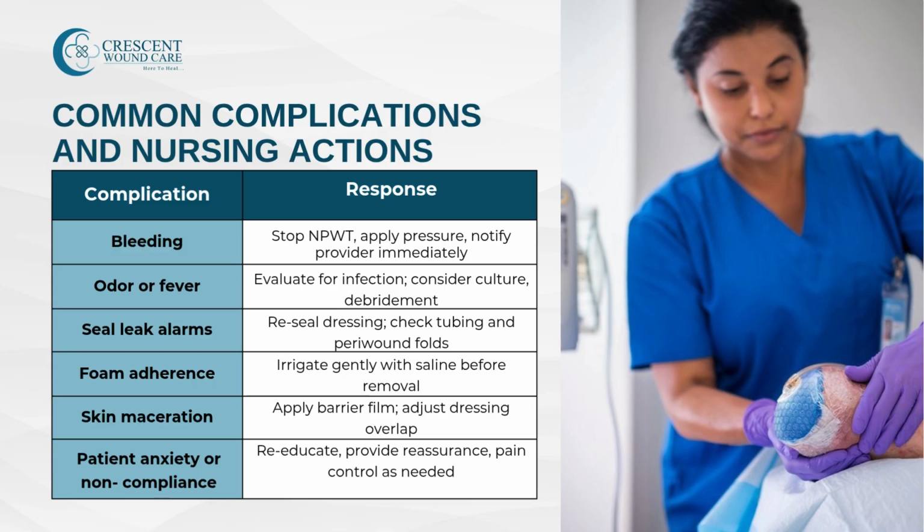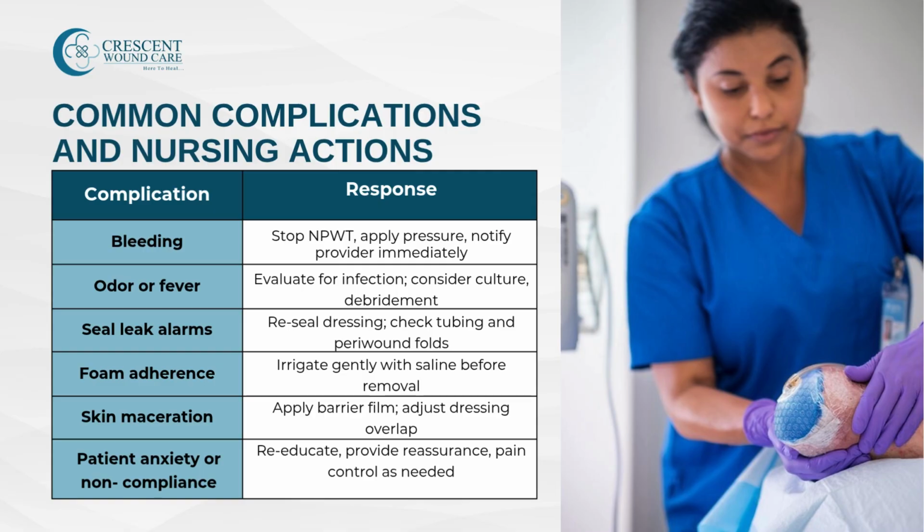Odor or systemic symptoms like fever could indicate infection. Don't ignore subtle signs. Assess the wound thoroughly, obtain cultures if needed, and escalate care. Seal leaks are a frequent problem. You might hear a hissing sound or see wrinkling in the dressing. Check all tubing connections, reinforce the drape, and reposition if necessary to maintain negative pressure.